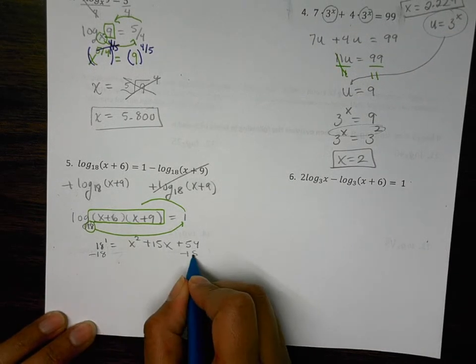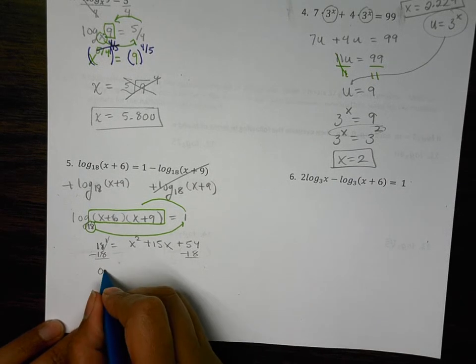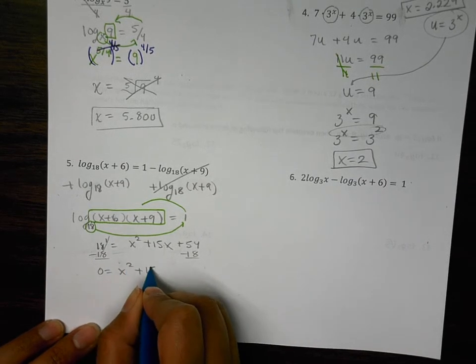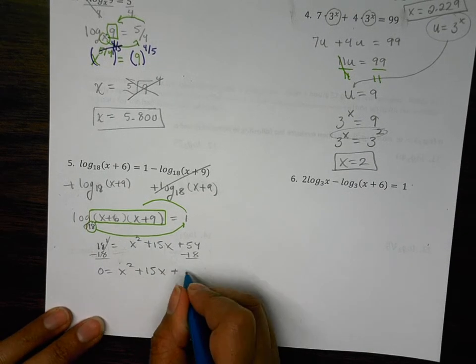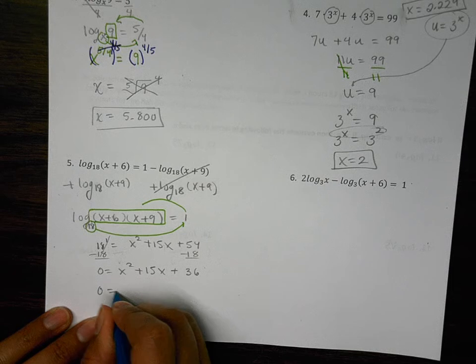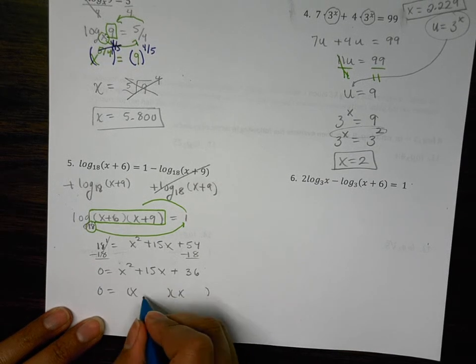Factor. Good job. 18 to the first is just 18, so I'm just going to subtract 18. And 54 take away 18 is what? 36. And now you guys factor. And there's plenty of these on the test, so make sure that you are ready.